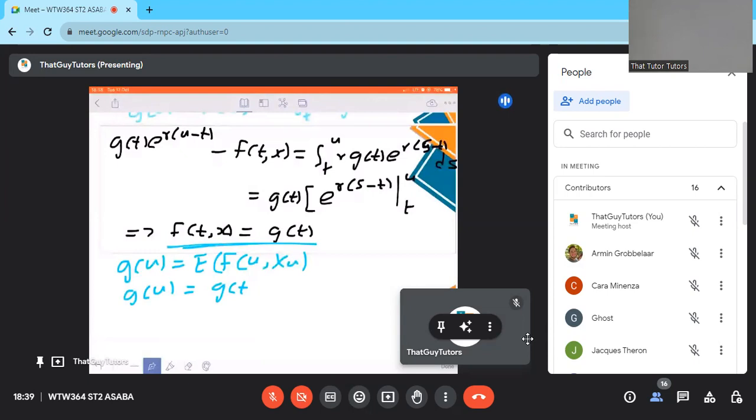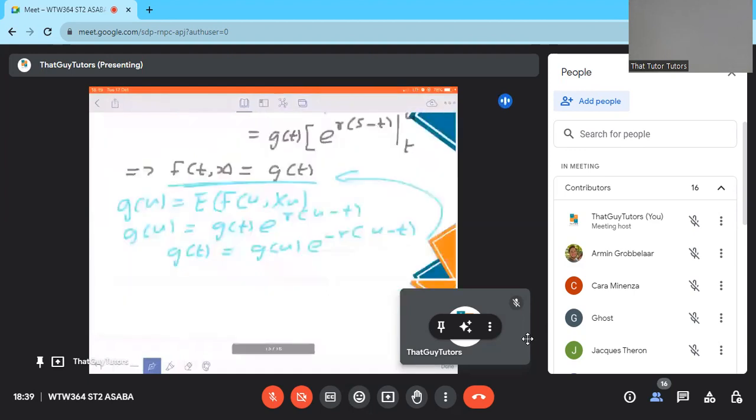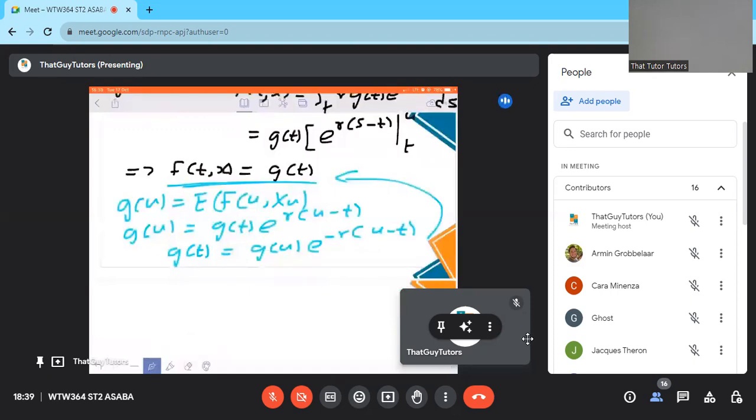So you are going to have that g of t, taking that f, is just going to be f. This is going to be equal to e^{−r(u−t)}. Since g of u is the expectation of f, you can just say here that it's going to be the expectation of f of u, x of u. So yeah, this is how you can find your solution of the terminal value problem.